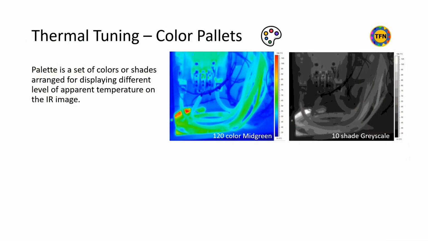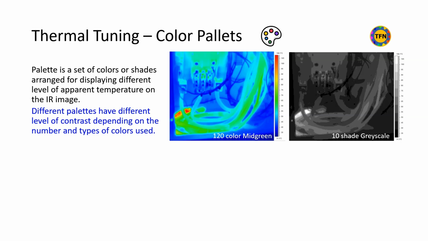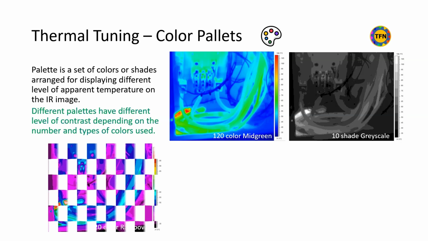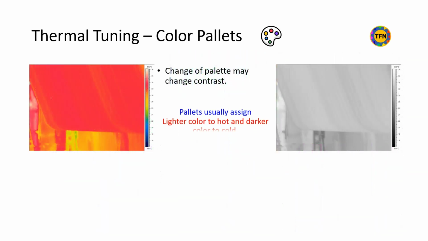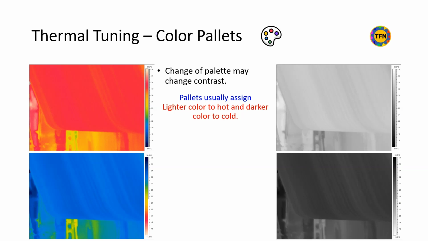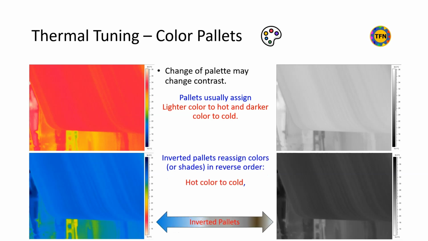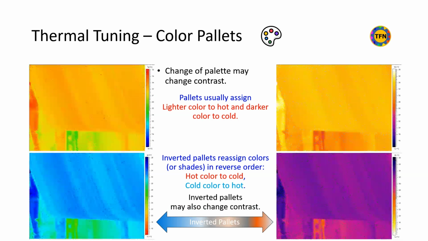Palette is a set of colors or shades arranged for displaying different level of apparent temperature on the IR image. Different palettes have different level of contrast depending on the number and types of colors used. Changing color palette may change the IR image contrast as shown here. Color palettes usually use lighter color for hotter and darker color for colder sections. Inverted palettes reverse the color order using darker color for hotter and lighter color for colder sections. Inversing the palettes may also change the contrast.